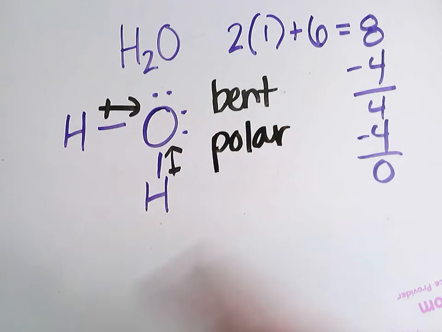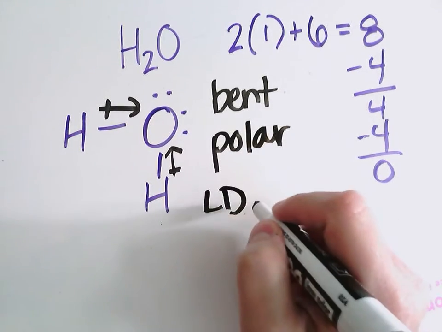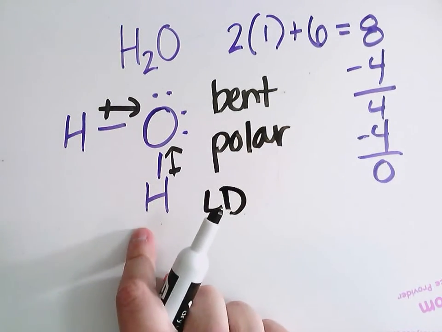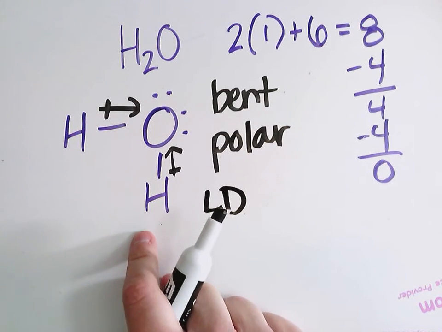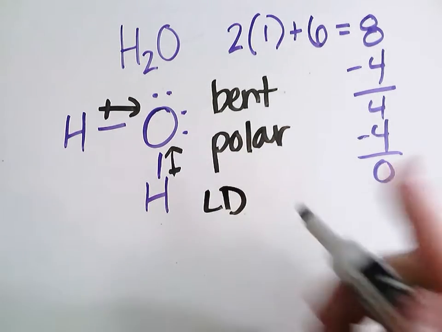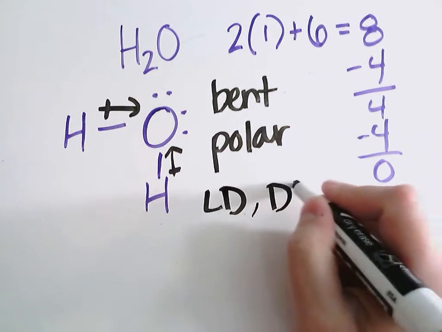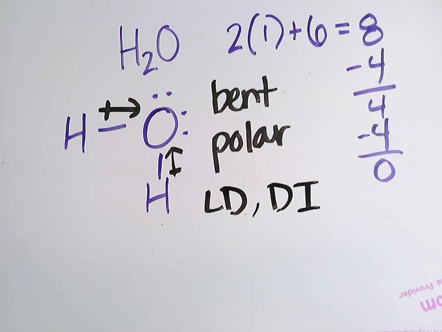We could draw the Lewis structure so we know it has London dispersion. Dipole means that it has to be a polar molecule, which it is. So it has dipole interaction, which I abbreviate as Di. And then we need to check for hydrogen bonding.